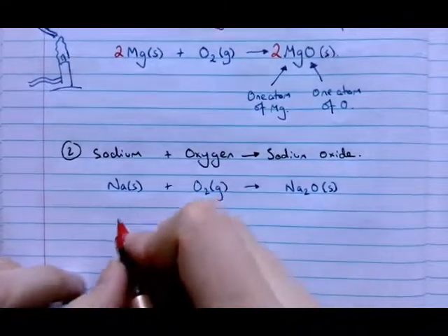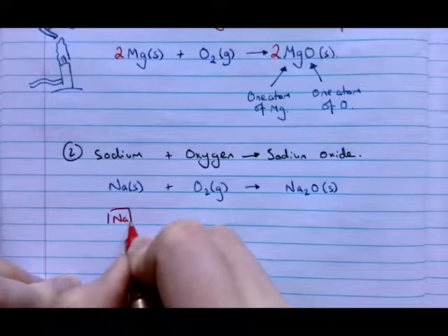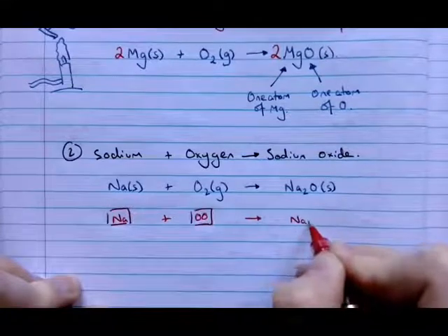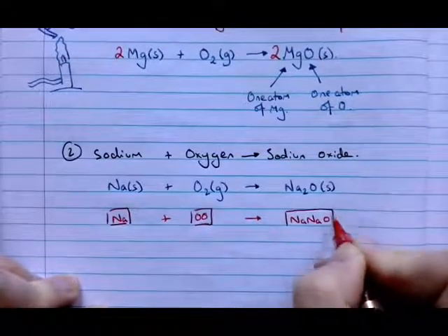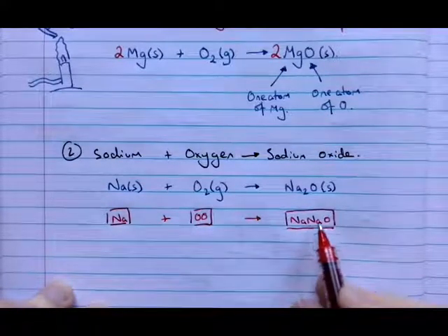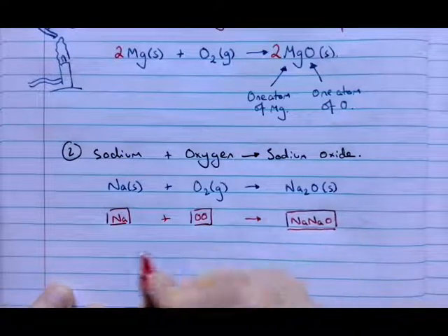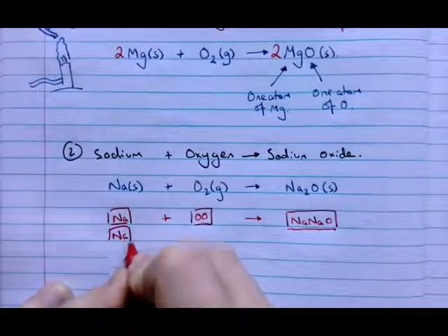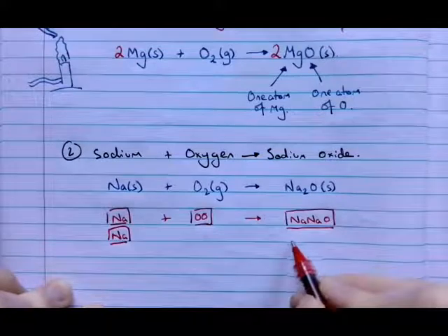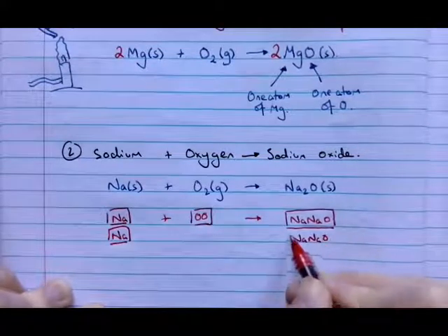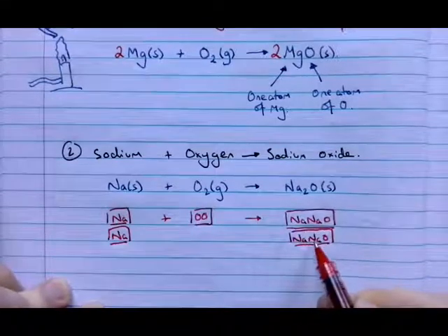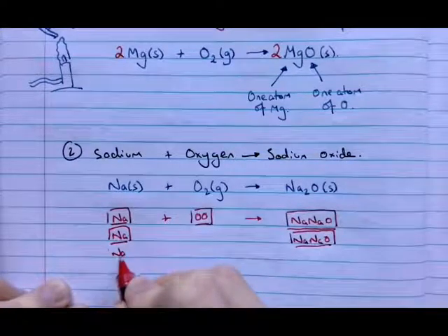Okay, so you should have got, if you've got 1 sodium here, and you've got 2 oxygens here, that will give us 2 sodiums and 1 oxygen, like that. So I've got 2 sodiums here, so I'm going to need another sodium here, and I've got 2 oxygens here, and I've only got 1 oxygen here, so I'm going to need another one of these. Now my oxygens, I've got 1, 2, 1, 2, that's fine. 1, 2, 3, 4 sodiums, 1, 2, so I need another 2 sodiums.